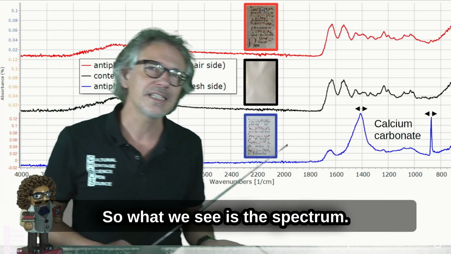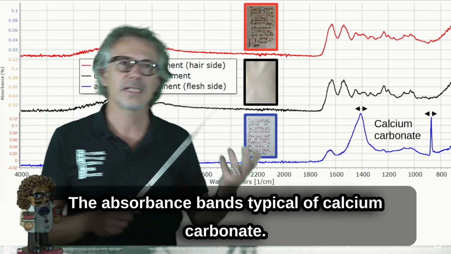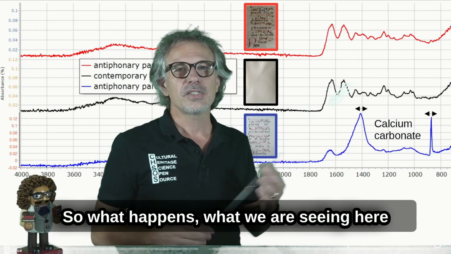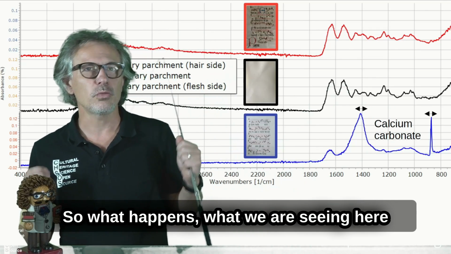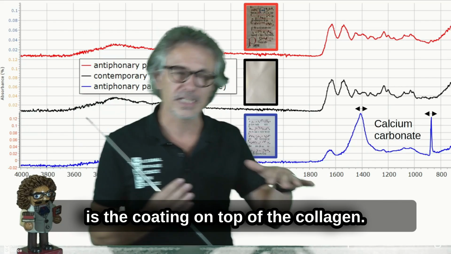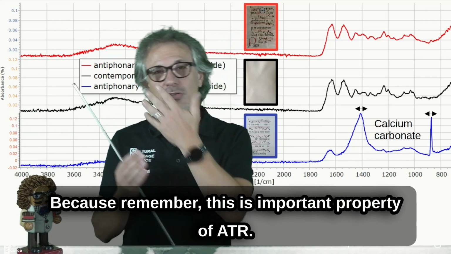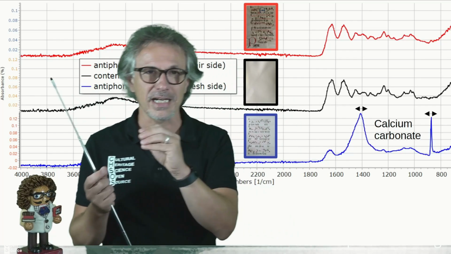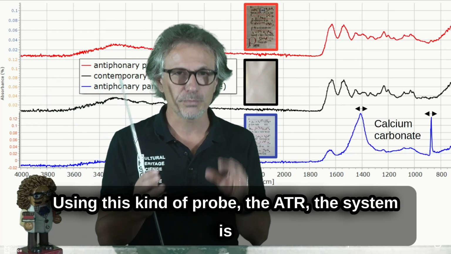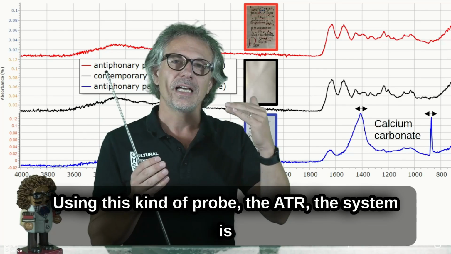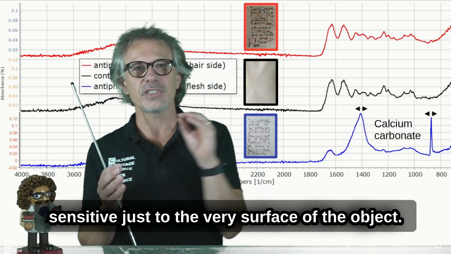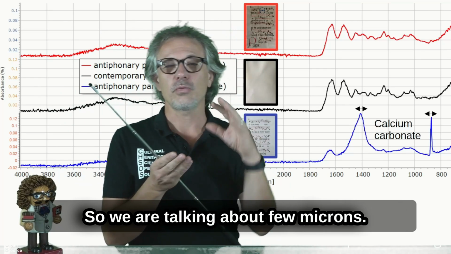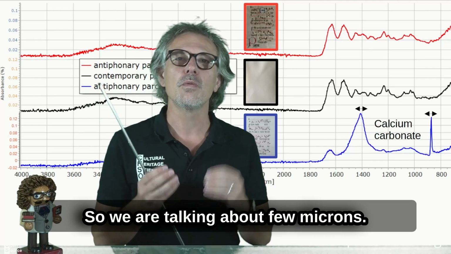What we see in the spectrum are the absorbance bands typical of calcium carbonate. So what happens? What we are seeing here is the coating on top of the collagen. Because remember, this is an important property of ATR FTIR: using this kind of probe, the ATR, the system is sensitive just to the very surface of the object. So we are talking about a few microns.